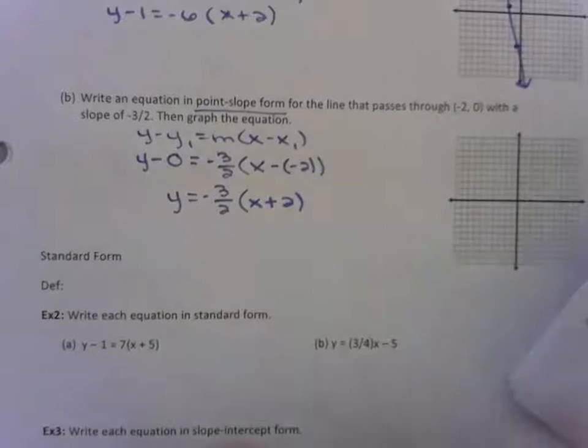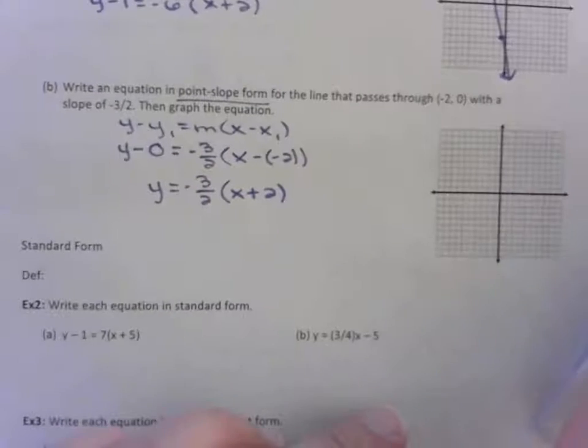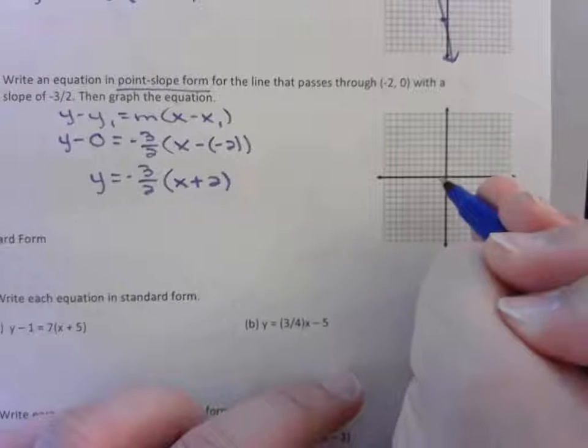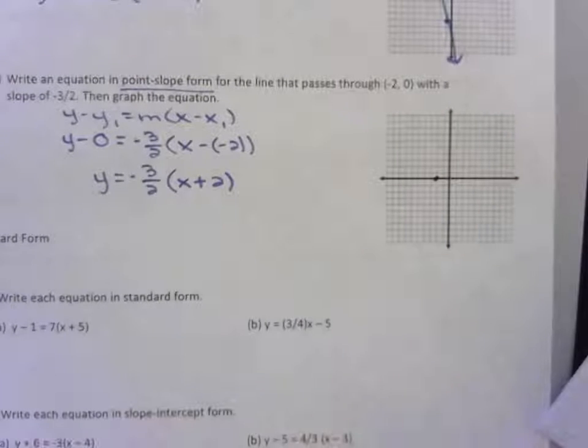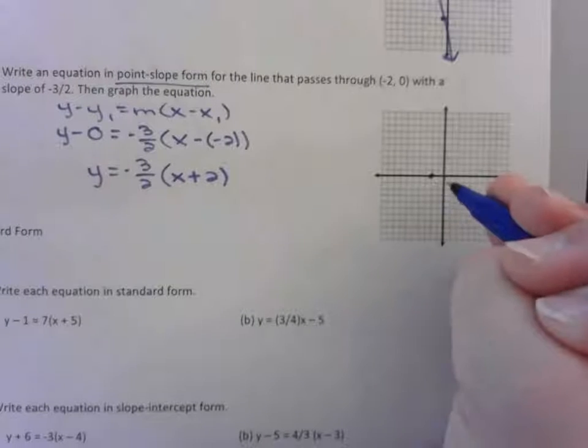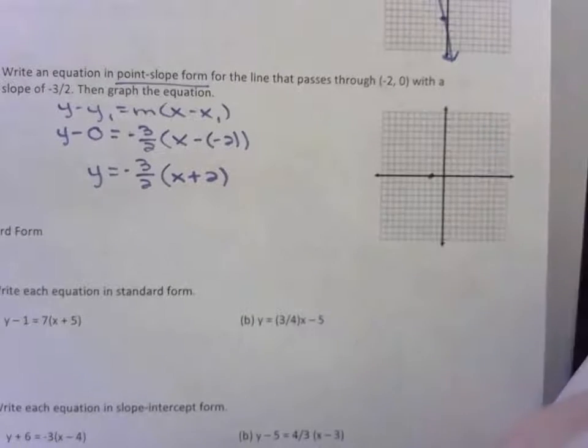What do I graph first? Edgar, are you getting this down? Yeah. Okay. Negative 2, 0. So left 2. And I don't go up or down any because it's 0. And then how do I get my next point? Where did you get the negative 2 from? The ordered pair. Negative 2, 0.